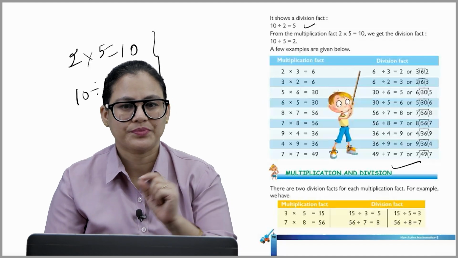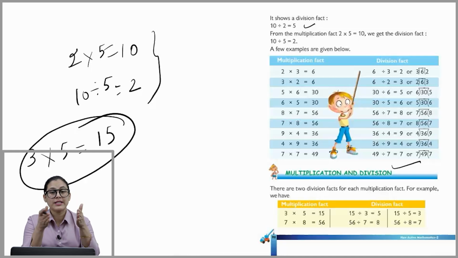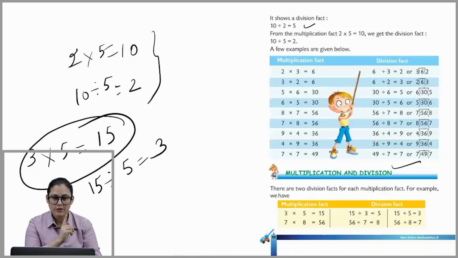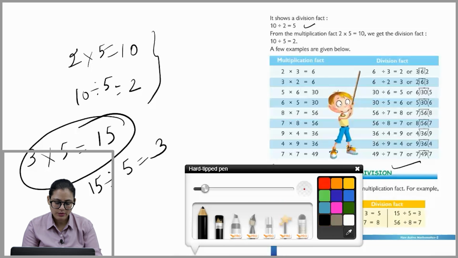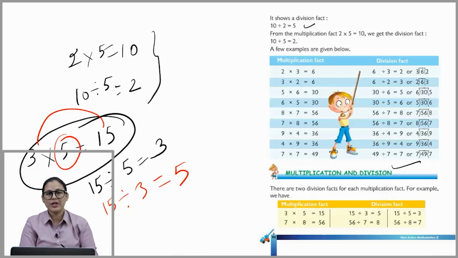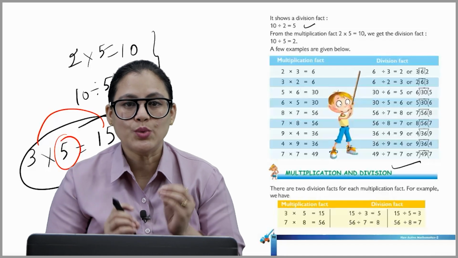For example, we have 3 into 5 is equal to 15. This is the multiplication fact, and for this multiplication fact, we have 2 division facts. What are these 2 division facts? If you divide 15 by 5, you will get 3. This is the first division fact. And when you divide 15 by 3, then what will you get? You will get 5. So for every multiplication fact, there are always 2 division facts, right?